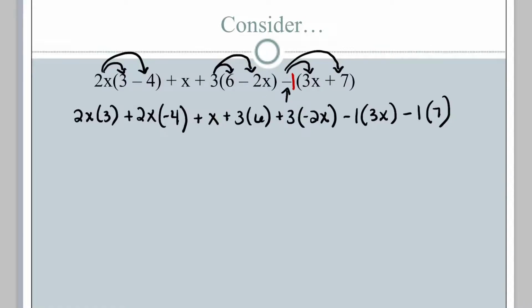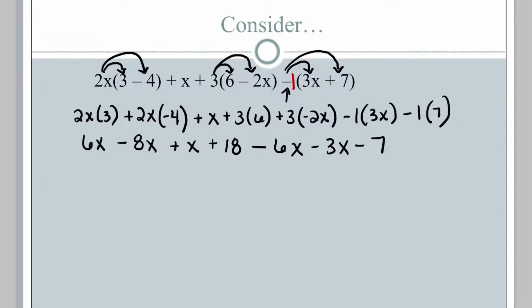So now, simplifying further by multiplying, because the distributive property implies multiplication, I have 6x. 2 times -4 is -8x. Remember, we're just multiplying the coefficients. The x remains the same. Plus 3 times 6 is 18. 3 times -2 is -6x. -1 times 3 is -3x minus 7.